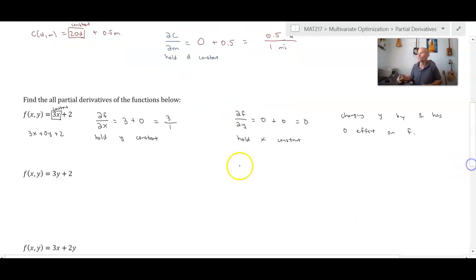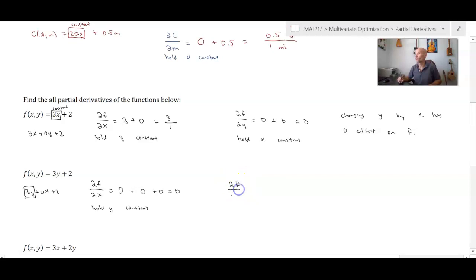In this second example, let's again find df dx. So how does x influence this function? Well, it doesn't. I'm just going to say hold y constant. And again, you could say this is 3y plus 0x plus 2. And if we're holding y constant, then 3 times a constant will be a constant, and its derivative will be 0. The derivative of 0x is 0. The derivative of the constant 2 is 0. So just like we said up here, changing x by 1 has no impact on the output.